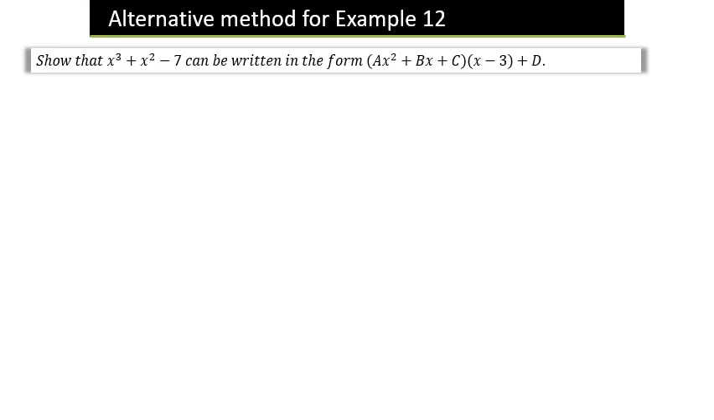So this time, we haven't got a fraction as my question. We've just got a polynomial, so x cubed add x squared minus 7 can be written in this form. What this is telling you is that we can partly factorise this, but then have a remainder on the end. So a method that we can use is to do the original question divided by x minus 3. We do that division, and then d would be the remainder we get from the division, and the ax squared add bx add c would be the main part that we get from our division.